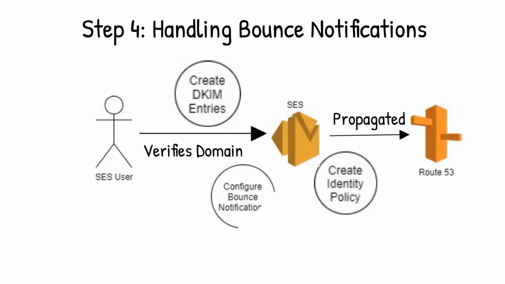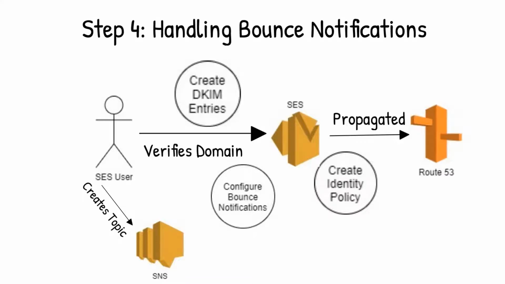Fourth step is to set up configuration for bounced emails. If you are using SES to receive emails, then this setup is not required. By design, AWS allows you to configure SES to publish bounced emails to an SNS topic. So you can create a new SNS topic or use an existing topic and configure SES to publish the bounced emails to this topic. In this video, I am not covering all the details of SNS.